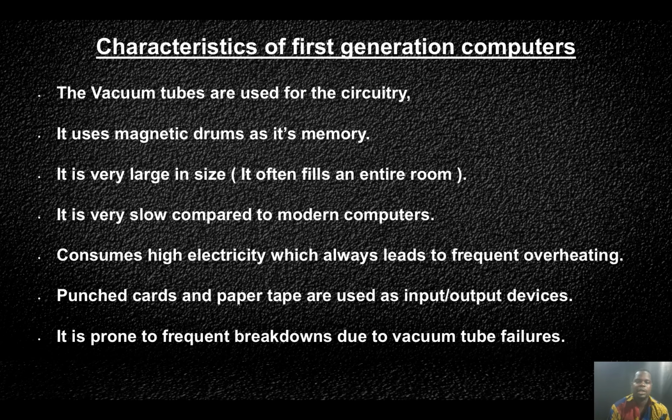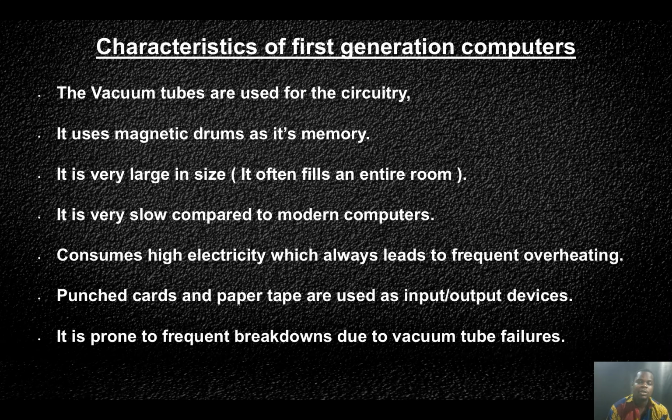Now, what are some of the characteristics of first generation computers? What were used by then? Vacuum tubes were used for what? The circuits. And then it uses magnetic drums as its memory. What about the size? It is very large in size because it is going to use about 18,000 vacuum tubes to create one of them. So we know it can fill an entire room. But it is very, very slow compared to modern computers. Yes, it will be, because the modern computers we have now are very, very fast.